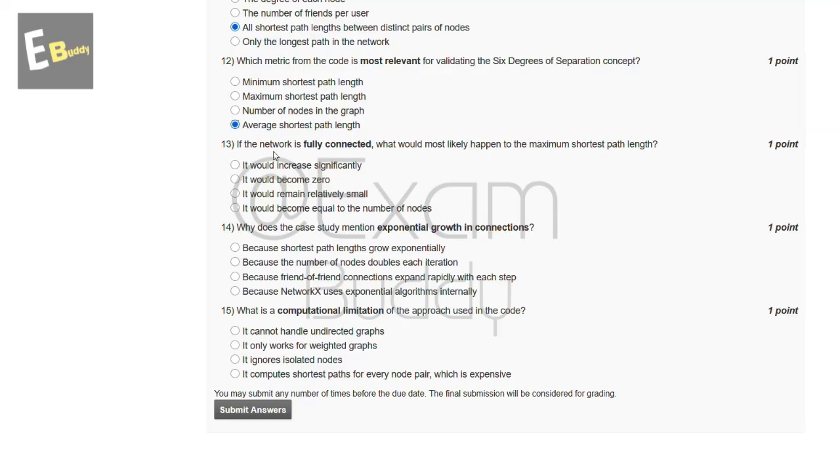And now let's go to our question number 13. If the network is fully connected, what would most likely happen to the maximum shortest path length? So these are the options, and the answer to our 13th question is C. It would remain relatively small.